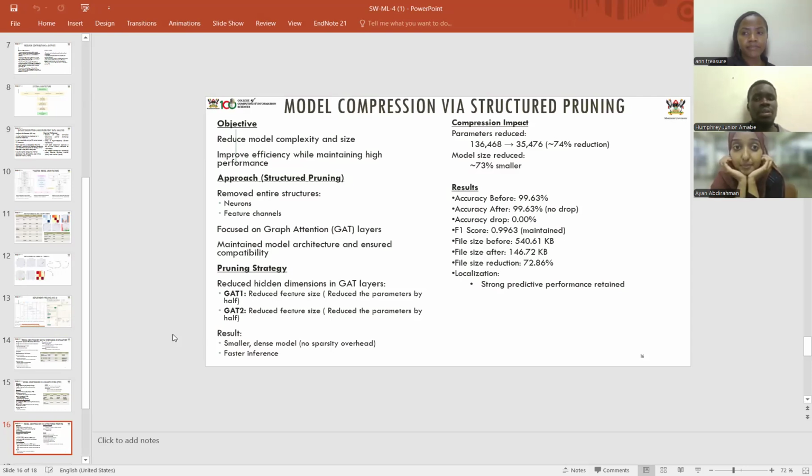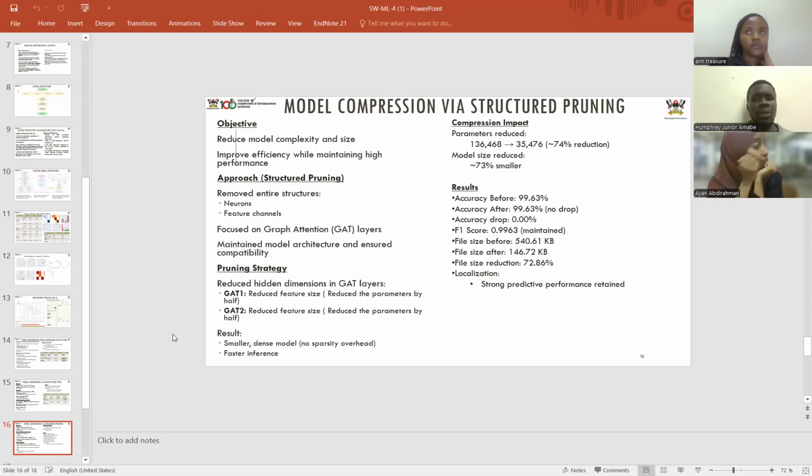Unlike unstructured pruning, which removes individual weights randomly and can create irregular sparsity, structured pruning, on the other hand, removes entire components of the model. In our case, we removed whole neurons and feature channels. This makes the model more compact and easier to optimize for real-world deployment. We specifically focused on the graph attention network, or the GAT, layers because they are key parts of our model and contribute significantly to the complexity. While pruning, we made sure to maintain the overall architecture so that the model remains compatible and stable.